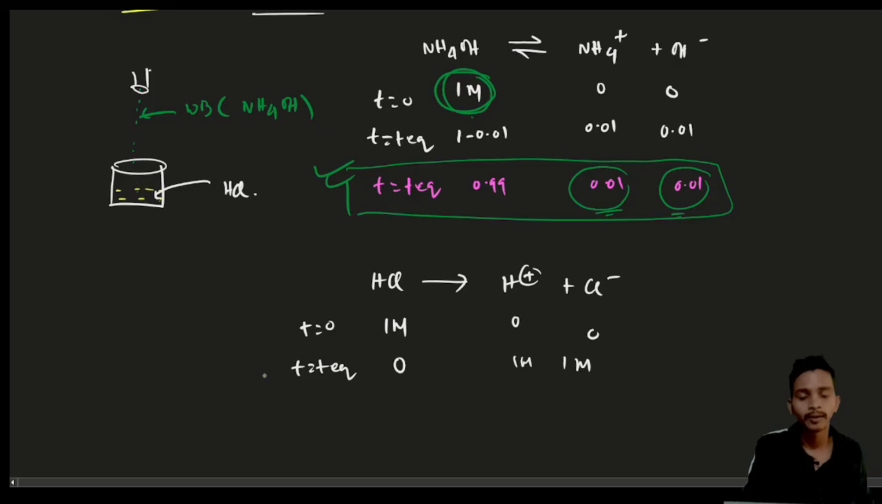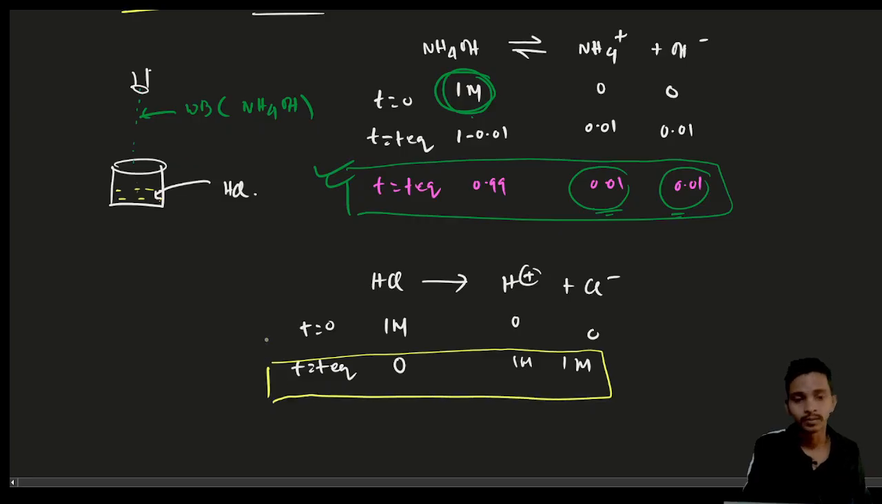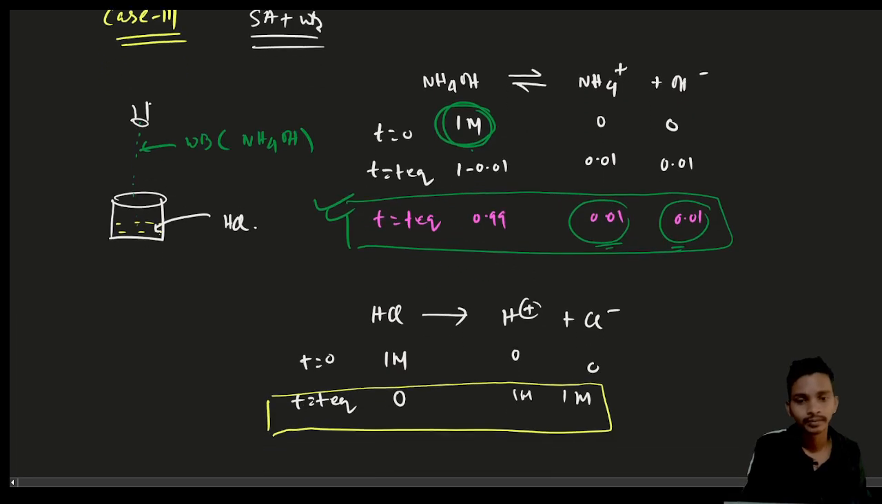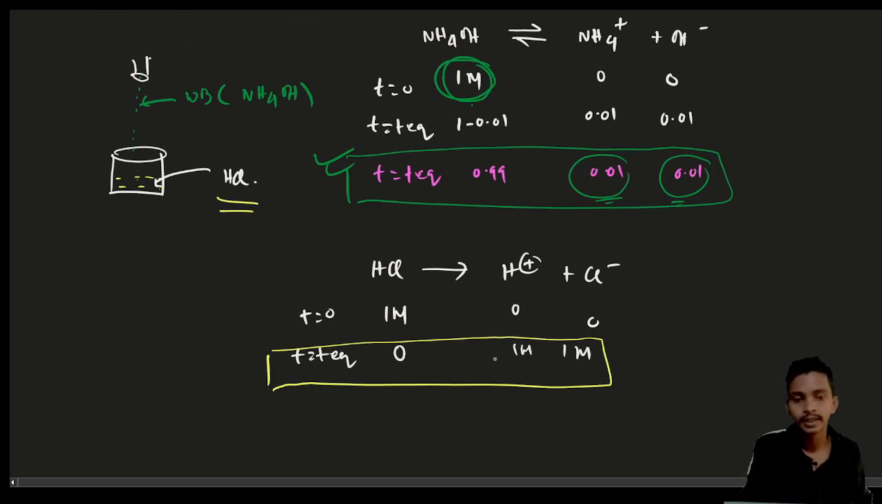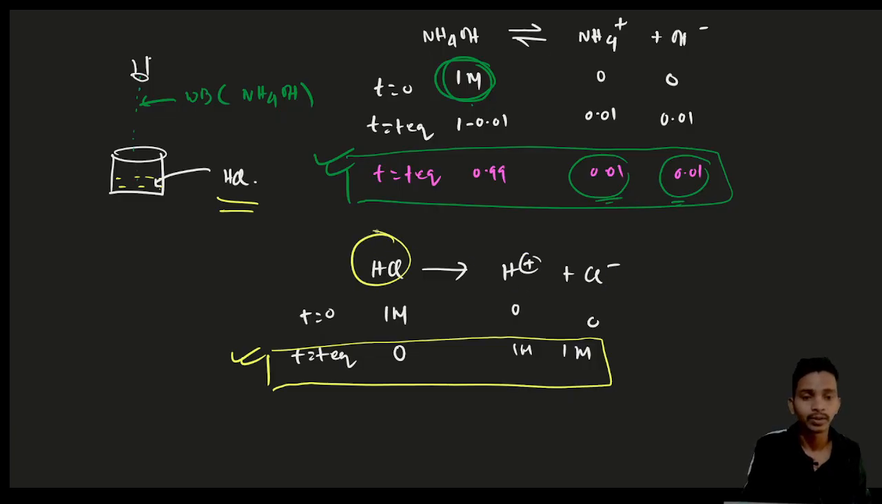So here, if somebody is giving you 20 rupees, then 20 rupees is also reaching you, because this is completely dissociated. So in the solution, HCl is there. At equilibrium, 1 mol of H plus and 1 mol of Cl minus are there, and HCl is not there. And whenever we add one drop, we are adding 0.01 molar of NH4 and OH minus.